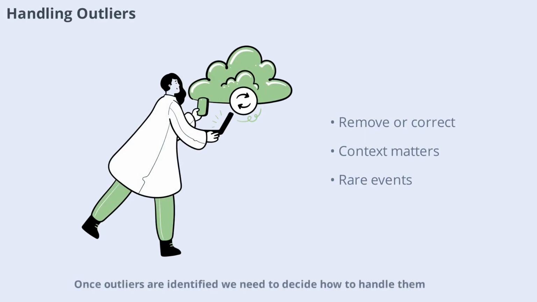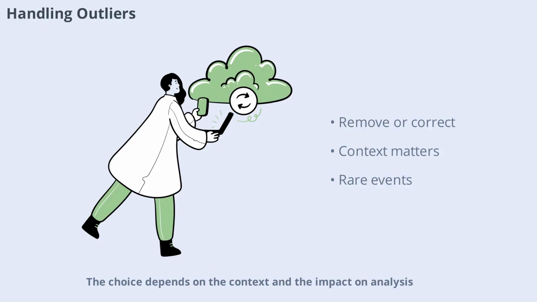Once outliers are identified, we need to decide how to handle them. Options include removing the outlier, correcting it if it's an error, or keeping it if it represents a valid but rare event. The choice depends on the context and the impact on analysis. Removing outliers can improve model accuracy, but sometimes they provide valuable insights into unusual patterns or behaviors.